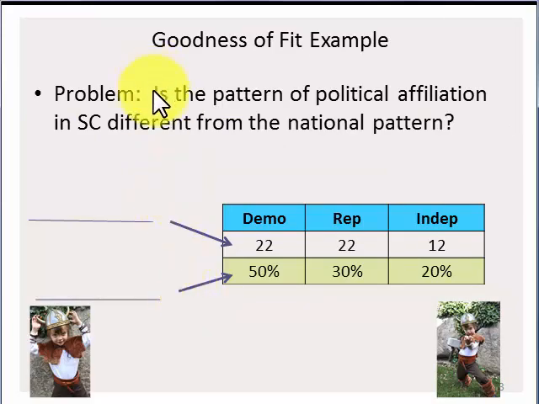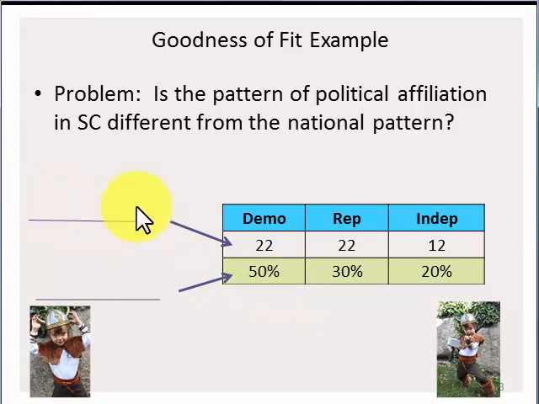So let's imagine this is our problem. We want to know if the pattern of political affiliation in South Carolina, that's not SportsCenter, in South Carolina is different from the national pattern. So let's imagine nationally we have 50% Democrats, 30% Republicans, and 20% independent. You might say, come on, independents, can't you make up their mind? But no, in fact, they can't. So we just got to leave them there. So what you observe in your sample in South Carolina is 22 Democrats, 22 Republicans, and 12 independents. And you're asking, is this a different pattern of political affiliation than we see nationally?